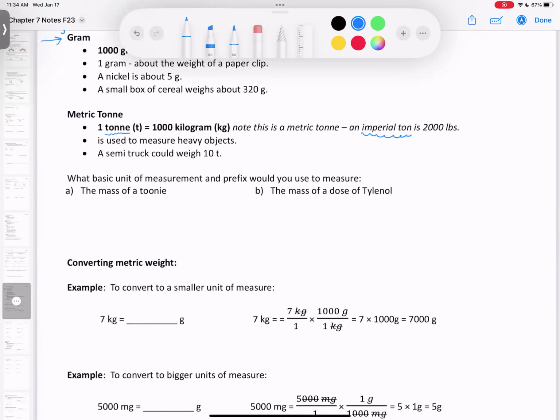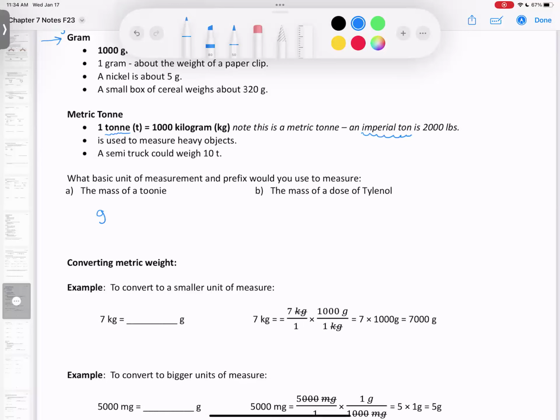All right. What basic unit then of measurement would you use to measure the mass of a toonie? Well, this is kind of an interesting question because you could have multiple correct answers here. If you said gram, that's what I would say. You could measure a toonie in gram. If you wanted to be really precise, you could actually also measure it in milligrams, but we'll say grams. You would get several grams for the mass of a toonie.